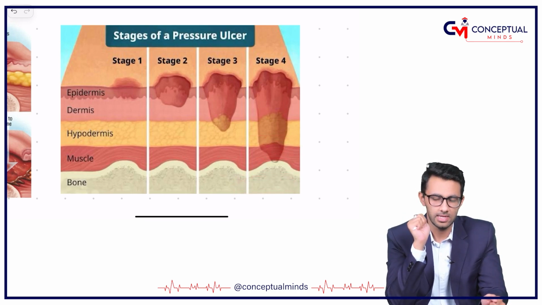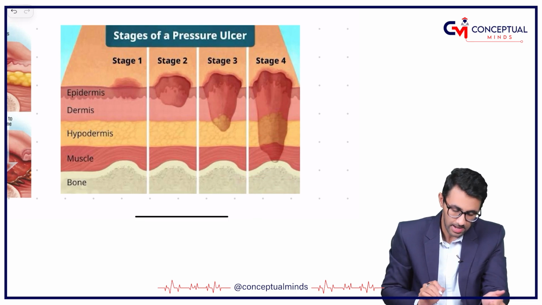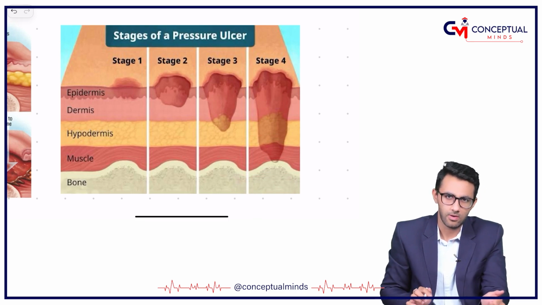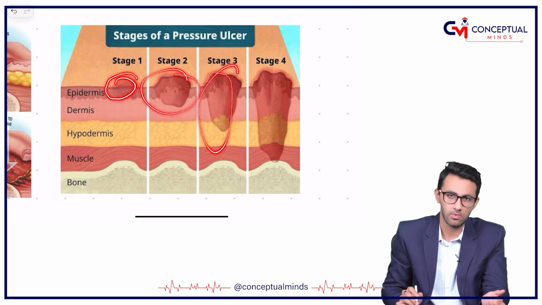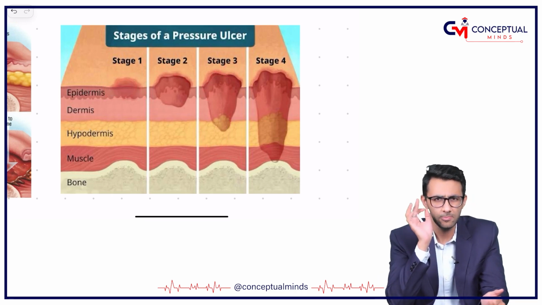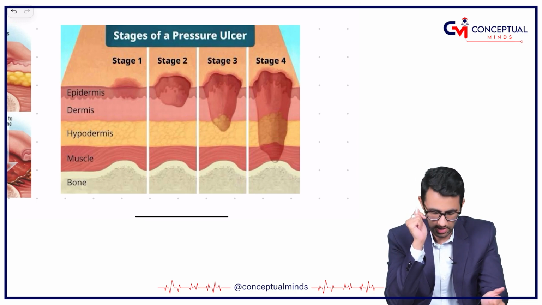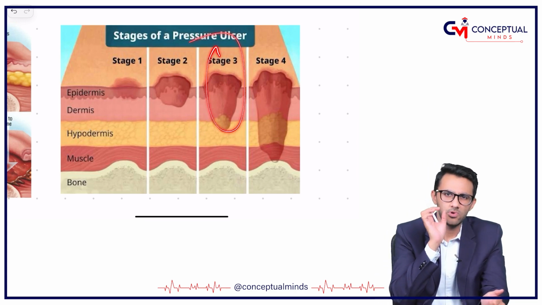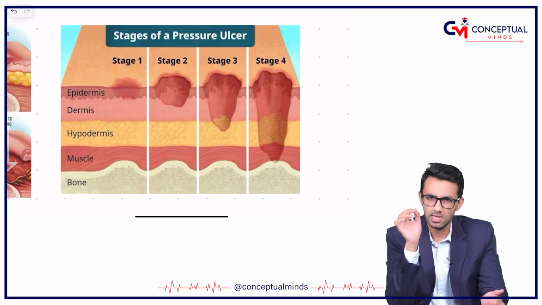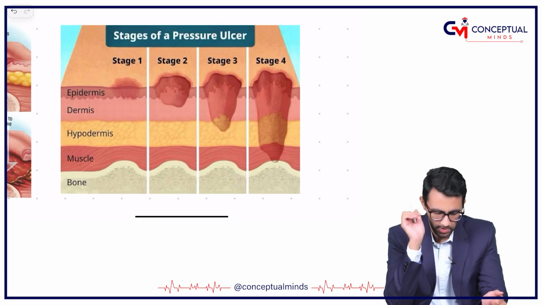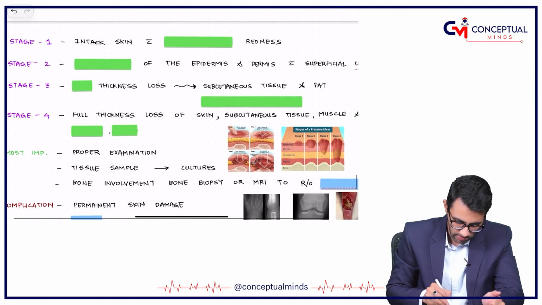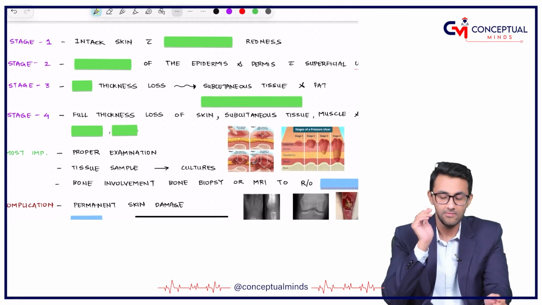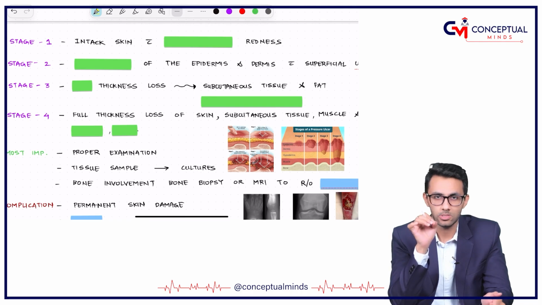It's a very severe condition, but we should remember the individual findings. So this is just the epidermis, this is the dermis, and hypodermis is also involved, that is the subcutaneous fat, which is involved in stage 3. We should just know the highlighting words of all these stages, and then we are all good to go. Let us continue and fill up our notes. So stage 1 would be what? Intact skin with non-blanching redness or erythema.